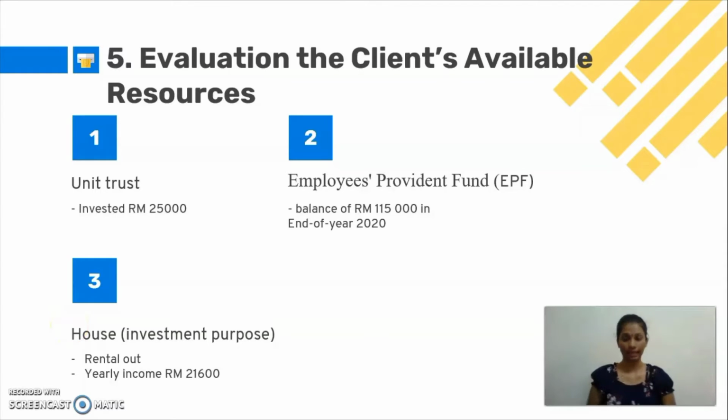It's me again, Anggeleswary Murugan. My metric number is 264563. I'm going to explain about the client's available resources for his retirement. The first resource available for Mr. John is unit trust. Let me explain about unit trust first.